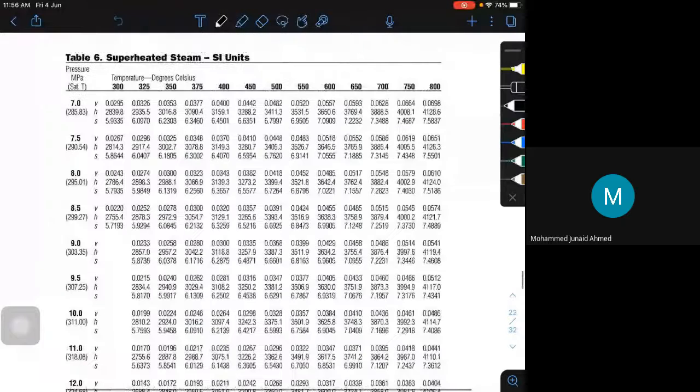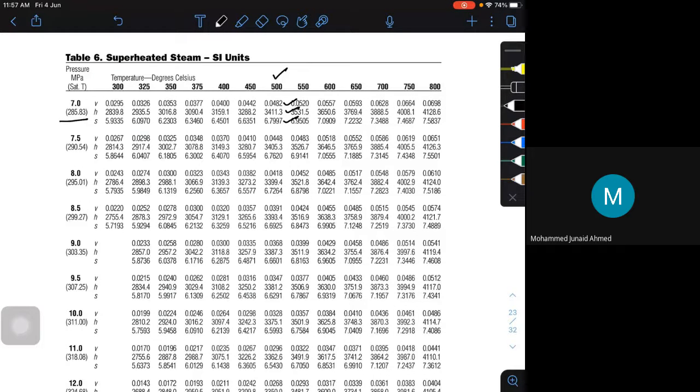So I'm going to 7 megapascals. Saturation is 285.85. Corresponding to this column, look at 500 degrees Celsius. You have to note down all three values. V sup is 0.0482, then H sup is 3411.3 here, then the entropy value is 6.7997.